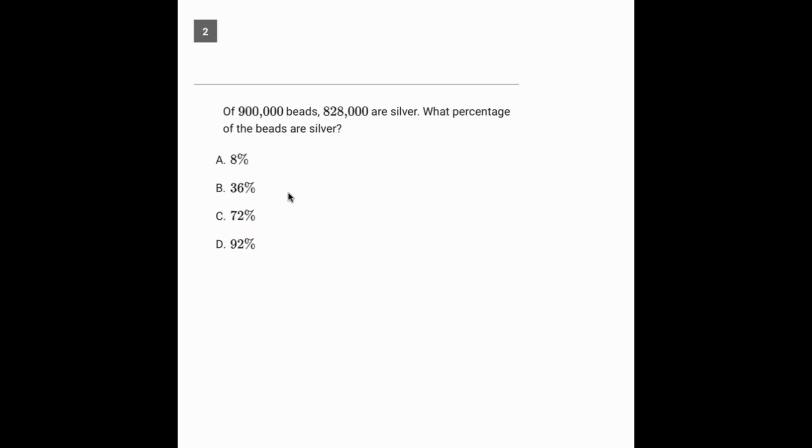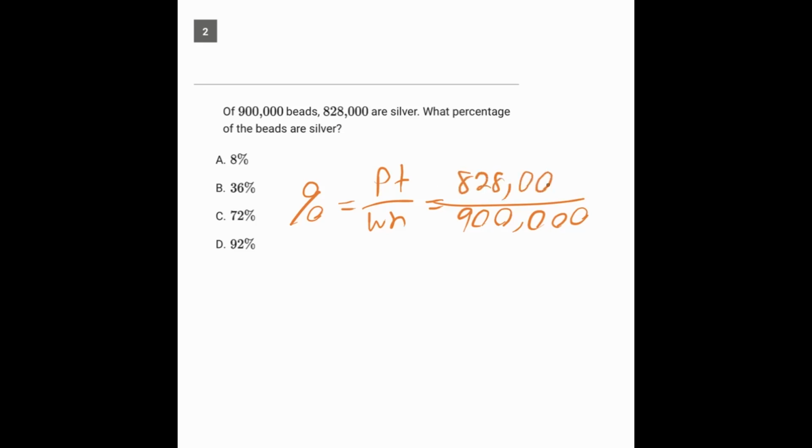Going to question 2, this is asking us about a percent, which is simply a part over a whole. So we have 900,000 in the entire group, in the whole thing. And we have 828,000 in the part that are silver, which is what we're looking for. And 828,000 divided by 900,000 is 0.92. Now that's in decimal form. To get from decimal to percent, you move the decimal 2 spaces over. So it's 92%, which is D.